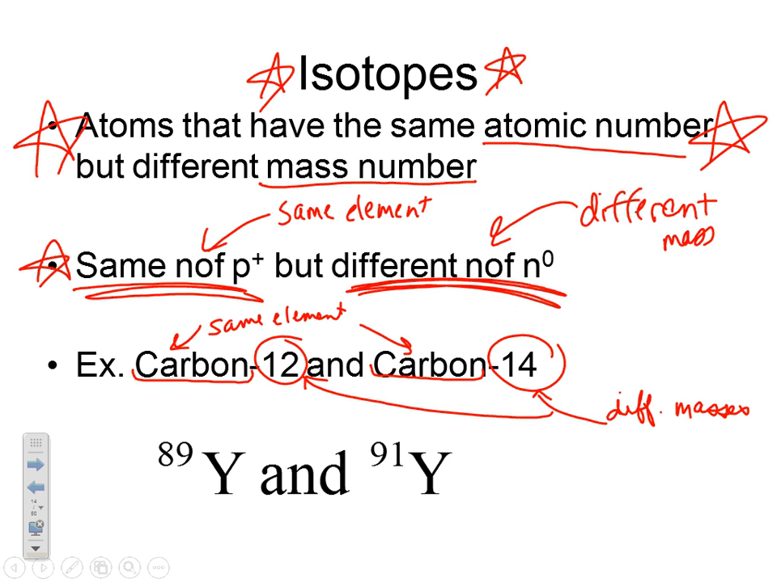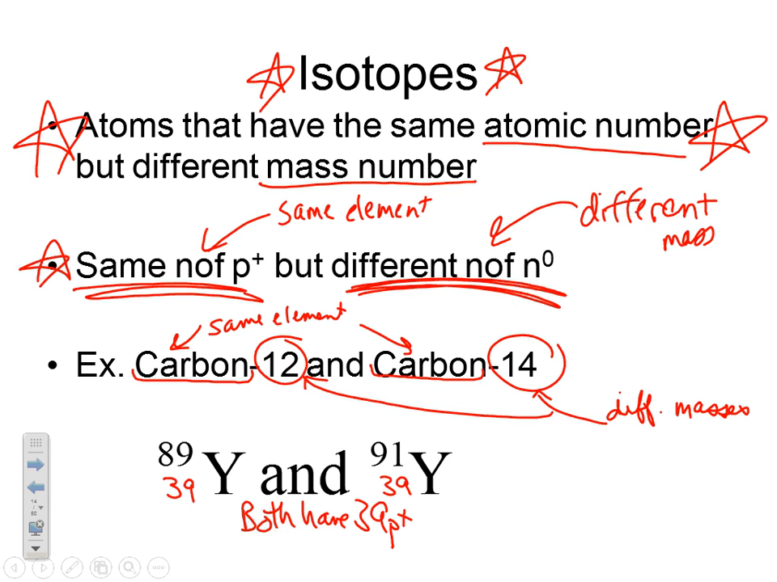Same element, different mass. Looking at another example in actual terms of numbers, we have some yttrium examples here. I asked my AP Chem kids what element I should use, and they picked yttrium. So, blame them for the weird symbol. I've got yttrium 89 and yttrium 91. Now we can fill in the atomic number for yttrium from the periodic table. So we look up yttrium, we see that it's atomic number 39. So again, same atomic number. Both of these guys have 39 protons.